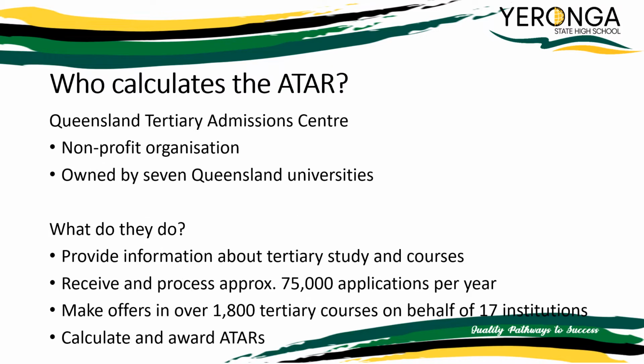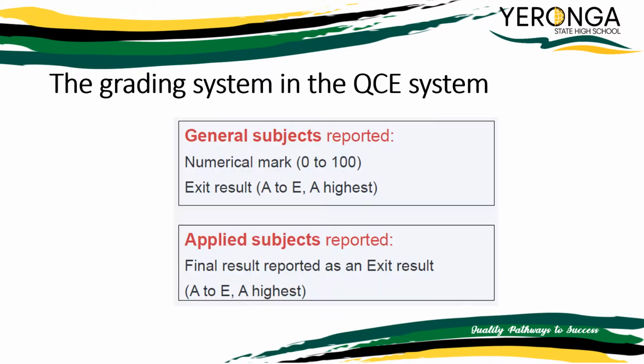So who calculates the ATAR? The Queensland Tertiary Administration Centre calculates the ATAR. Who are they? They're a non-profit organisation and they're owned by 7 universities in Queensland. So what does QTAC do? They provide information about tertiary study and courses, receive and process approximately 75,000 applications per year, make offers in over 1,800 tertiary courses on behalf of 17 institutions, and they are the ones who calculate and award the ATARs.